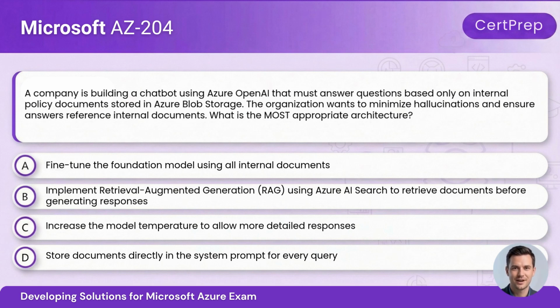Option A. Fine-tune the foundation model using all internal documents. Option B. Implement Retrieval Augmented Generation (RAG) using Azure AI Search to retrieve documents before generating responses. Option C. Increase the model temperature to allow more detailed responses. Option D. Store documents directly in the system prompt for every query.